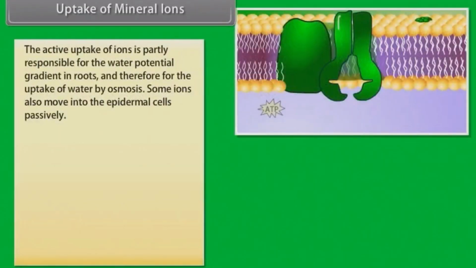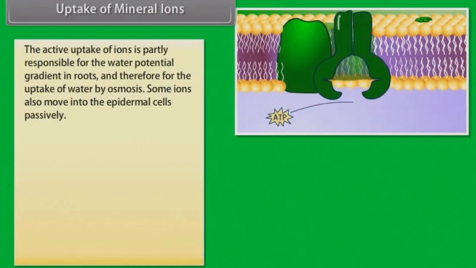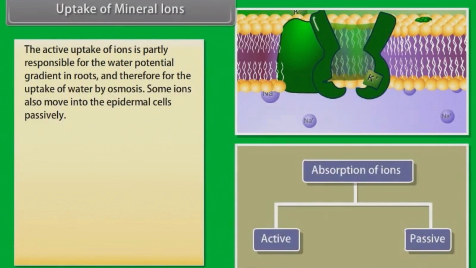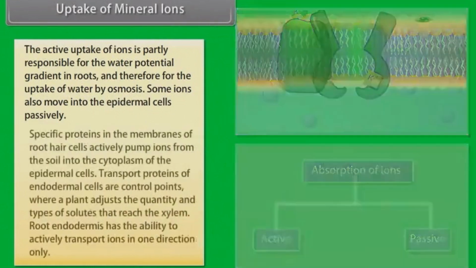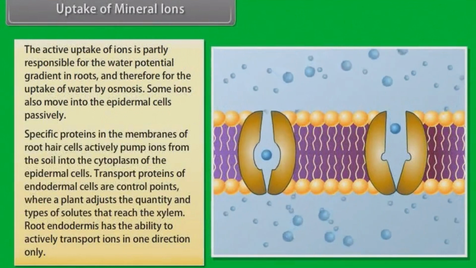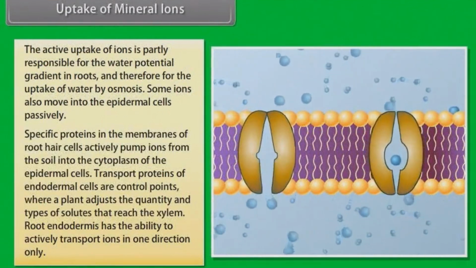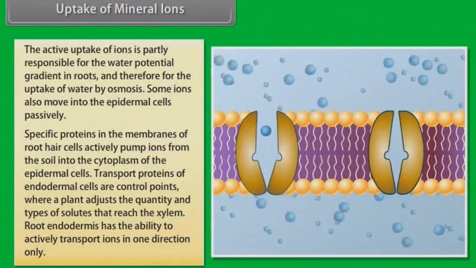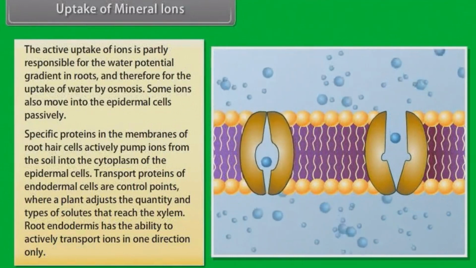The active uptake of ions is partly responsible for the water potential gradient in roots and therefore for the uptake of water by osmosis. Some ions also move into the epidermal cells passively. Do you know the fact that ions are absorbed from the soil by both passive and active transport? Specific proteins in the membranes of root hair cells actively pump ions from the soil into the cytoplasm of the epidermal cells.